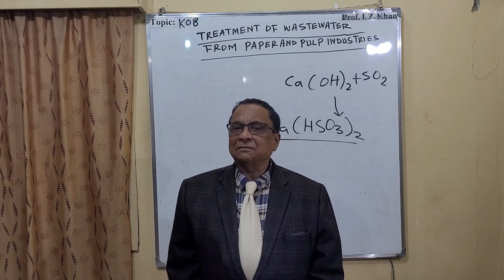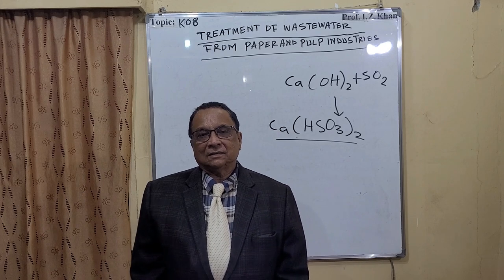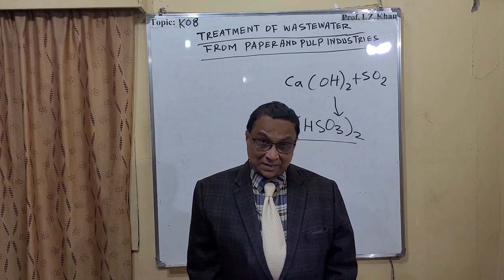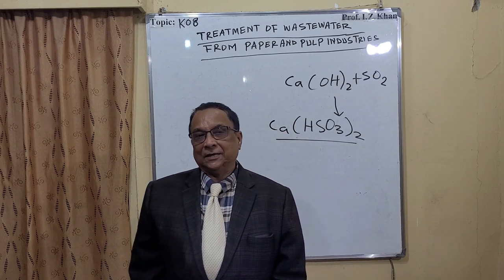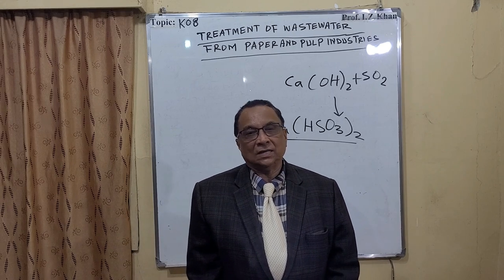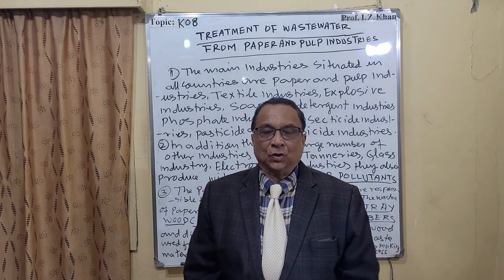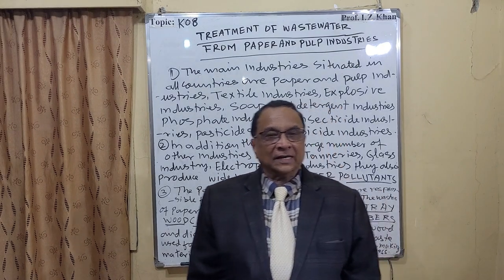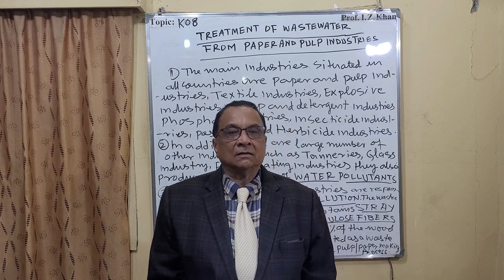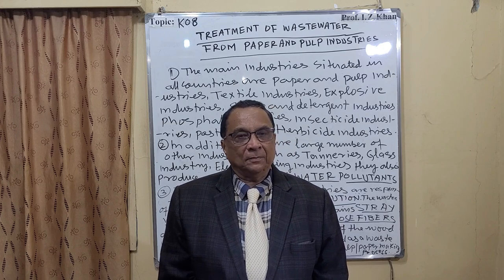This calcium bisulfite is also used as a preservative in some beer industries and some other food industries, but mainly in the paper industry, this calcium bisulfite is used only for bleaching purposes. So here I have given all the different types of industries, and my main emphasis is on the wastewater we are getting out of pulp and paper industries.